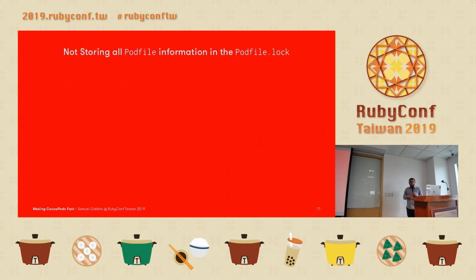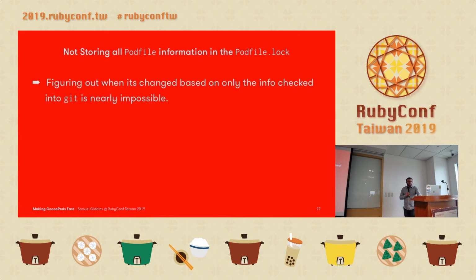We also just don't store all the information that we'd need to determine when something has changed. All that information just isn't present in what people check in to Git.